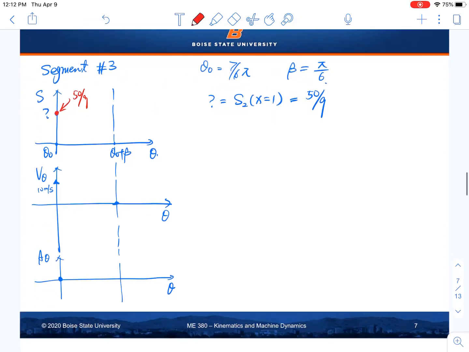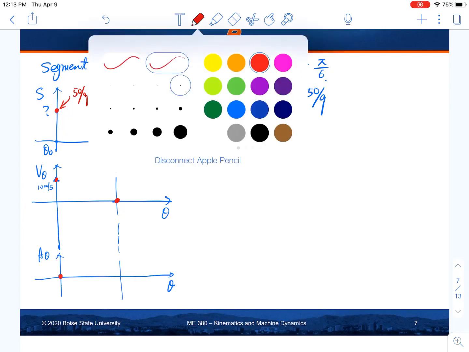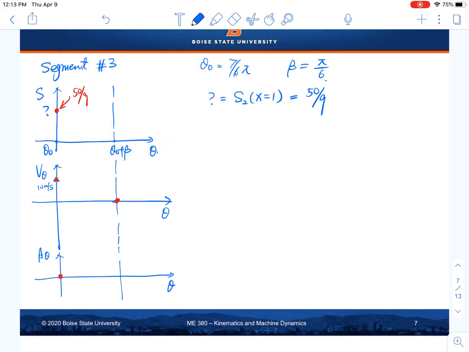We know the starting point. We know the velocity here. We know the ending velocity. We know the velocity at the beginning. So 1, 2, 3, 4 unknowns. The same thing, let's assume your S3 x. So this question mark is actually S3 x equal to 0. All right, so S3 x should be third order, with four coefficients: C0 plus C1 x plus C2 x squared plus C3 x cubed.